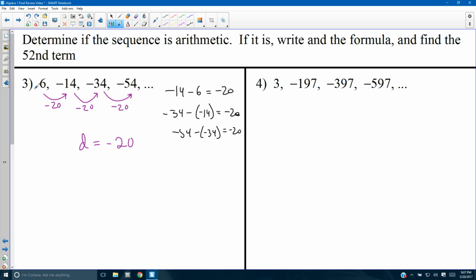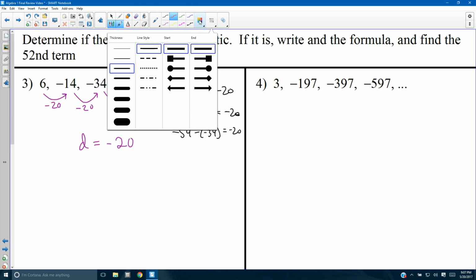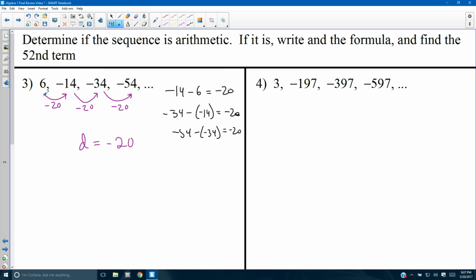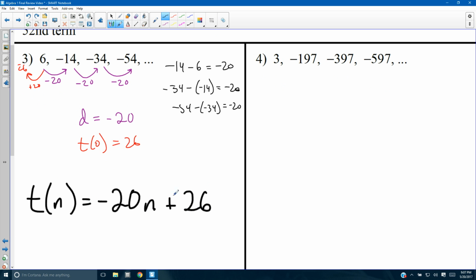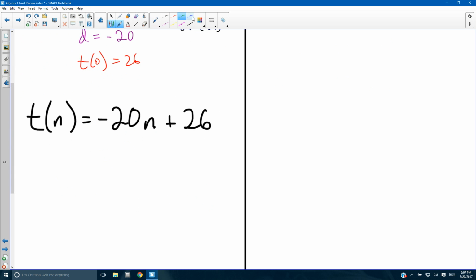Okay, common difference is that if we subtract 20 going to the right, then we add 20 going to the left. For term number 0, 6 plus 20 is 26. So term number 0 is 26. And away we go. T of n equals negative 20 times n plus 26. 52nd term. Let's look for it. T of 52.